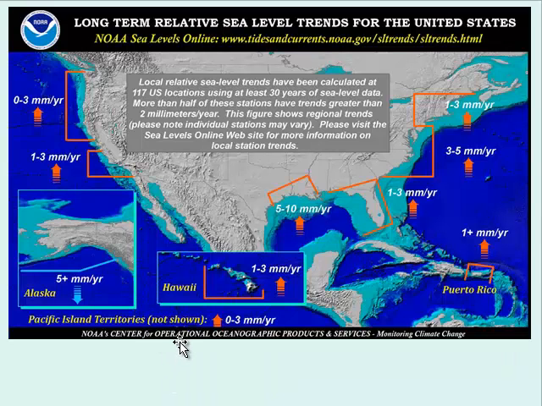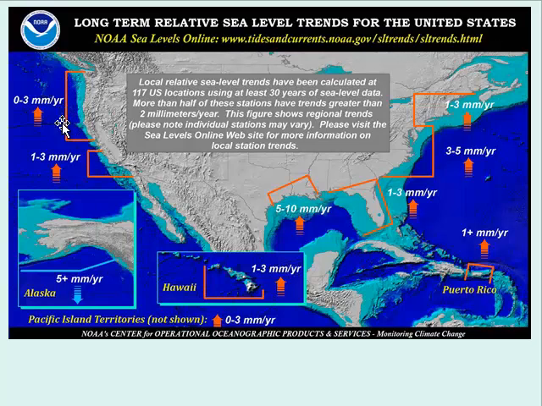With that increase, we know that we're going to have sea level increases, and here is a long-term relative sea level trend for the U.S. So this is sea level trends that were calculated at about 117 locations using at least 30 years of sea level data. More than half of these stations see a greater trend than 2 millimeters per year, which is a lot. I know it seems small, but it's a lot when you live on a coastline. And these things may vary. If you're curious, you can check out this website here.